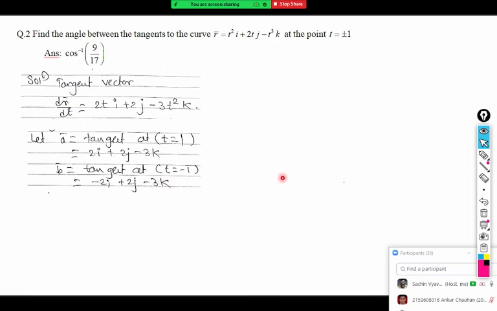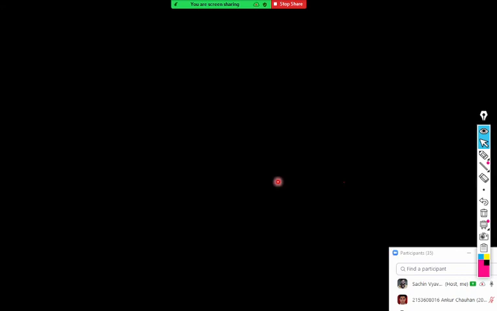After this, what should be the step? Dot product. Okay, yes. Whenever we require the angle between two vectors, generally we prefer the dot product. We can calculate the angle by cross product also, but it takes more time than the dot product. So generally dot product is preferred. To get the angle, we use the formula cos theta equals a dot b upon magnitude of a into magnitude of b.